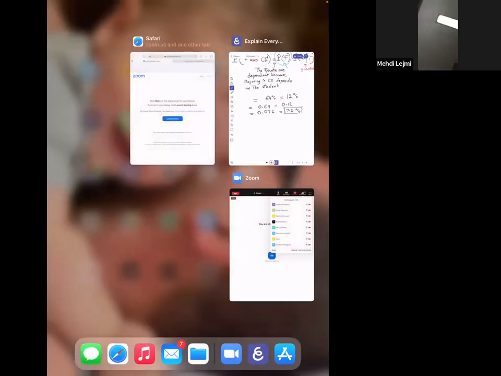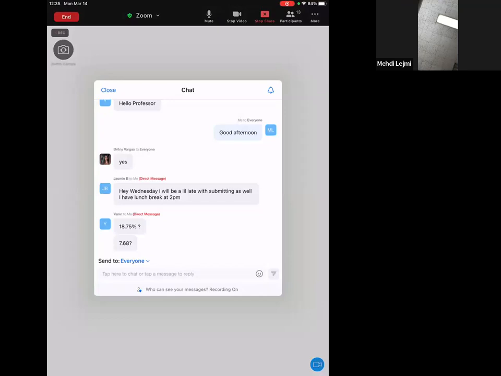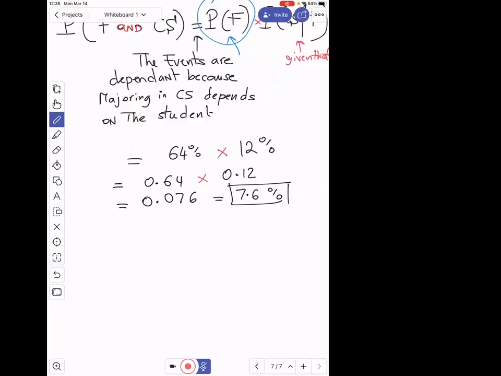All right, guys. Let me just check the chat. I see there's a couple of questions in the chat. I don't know what the 18.75% is. It comes from initially dividing the 12% over the 64%, and then I realized the formula stops there, and that's where the second formula came in. I'm still not getting it right in my calculator. I just redid it: 0.64 times 0.12. That's 0.076, not 0.76. Oh, all right, I see it.